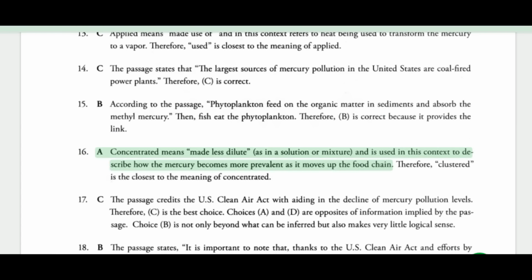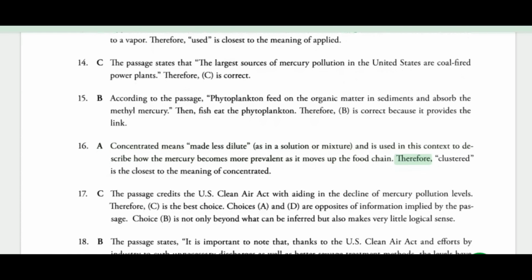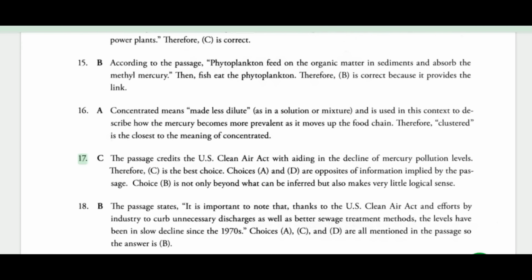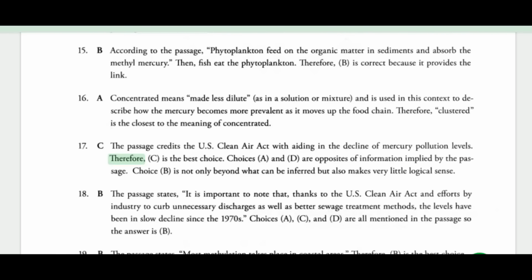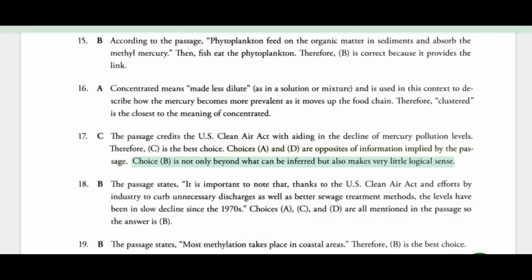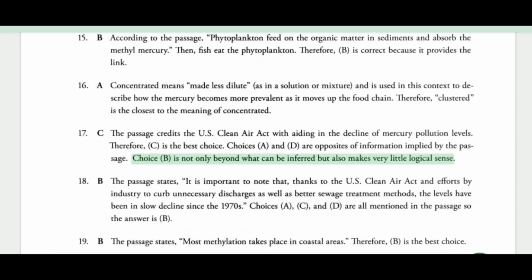16. A. Concentrated means made less dilute, as in a solution or mixture, and is used in this context to describe how the mercury becomes more prevalent as it moves up the food chain. Therefore, clustered is the closest to the meaning of concentrated. 17. See, the passage credits the U.S. Clean Air Act with aiding in the decline of mercury pollution levels. Therefore, C is the best choice. Choices A and D are opposites of information implied by the passage. Choice B is not only beyond what can be inferred but also makes very little logical sense.